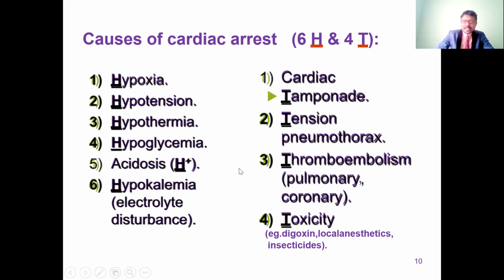And the last T is another important causative factor, which is toxicity. Toxicity is because of any local anesthetics, insecticides, or digoxin. Digoxin is also used as a diuretic, and it is commonly used in heart diseases. But with toxic reactions, there is a chance of cardiac arrest. So these are the causative factors for cardiac arrest.